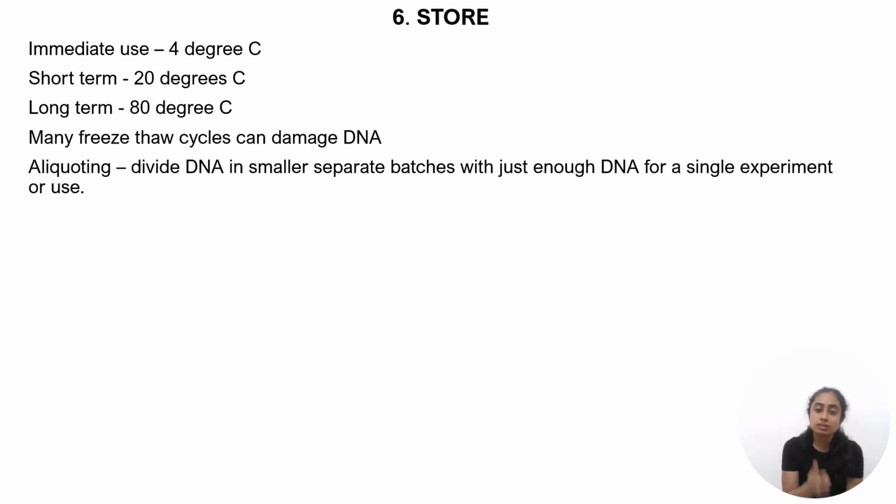So that is why it is divided into batches, and a batch contains that amount of DNA that is sufficient for an experiment. This process is known as aliquoting. It divides the DNA into smaller batches with just enough DNA for a single experiment or use.